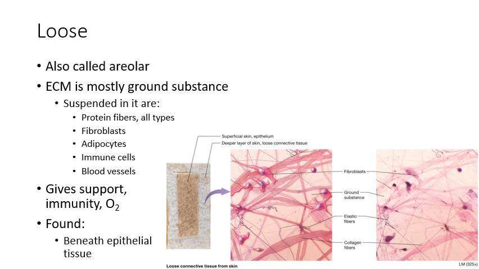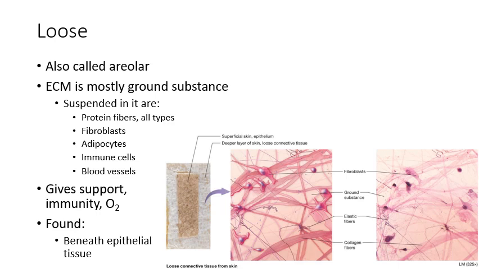So our first proper subtype of proper connective tissue is loose connective tissue. That's also called areolar connective tissue. So if you're looking at maybe an older textbook or an older source, you would probably see it referred to as areolar. The extracellular matrix is mostly ground substance. You have all types of protein fibers suspended in that ground substance. You have fibroblasts, adipocytes, your immune cells, mast cells, and macrophages, and you have blood vessels. But lots and lots of ground substance.